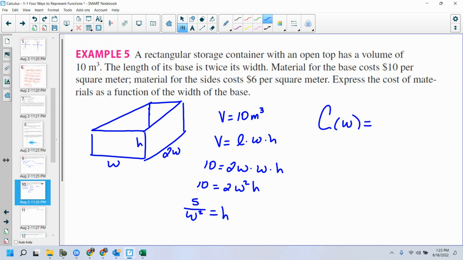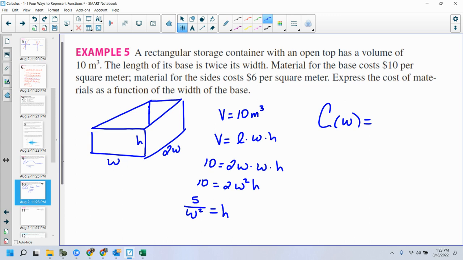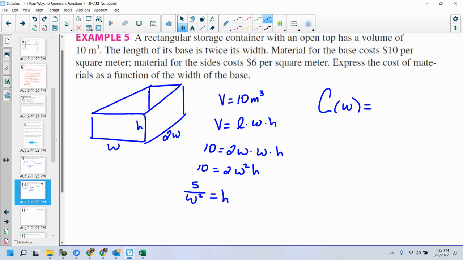Okay, let's figure out what our cost is going to be here. I've done nothing with cost yet. All I did was work with the volume so far. Material for the base costs $10 per square meter. I don't like that they use 10 again. That might mess me up here. So what is the area of the base?